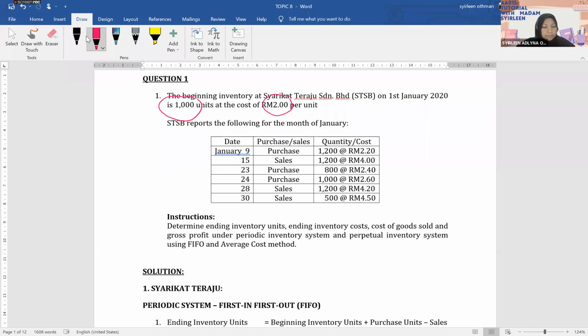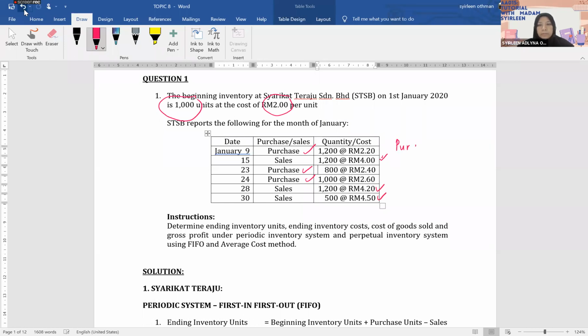So these are the following transactions for the month of January. You have 3 purchases and 3 sales. Your purchase units equal 1200 plus 800 plus 1000, so this is 3000 units. And then your sales units equal 1200 plus 1200 plus 500, so this is 2900.